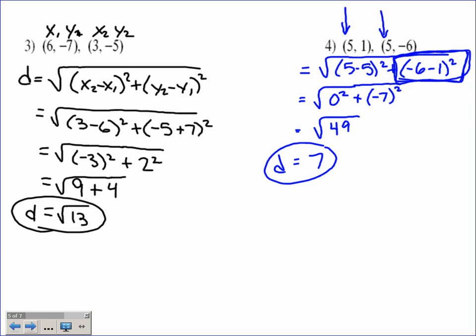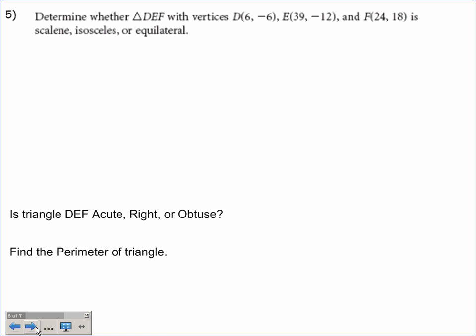Okay? What that looks like graphically is if I went over 5, 1, 2, 3, 4, 5, and I went up 1, and I went down 6, 1, 2, 3, 4, 5, 6, that's going to be like right here. This distance is just a vertical distance. You can always find vertical or horizontal distances. Okay? If you want, you can still do this. This is totally fine. It's easy. It works. Okay? Just in case you want to know that.